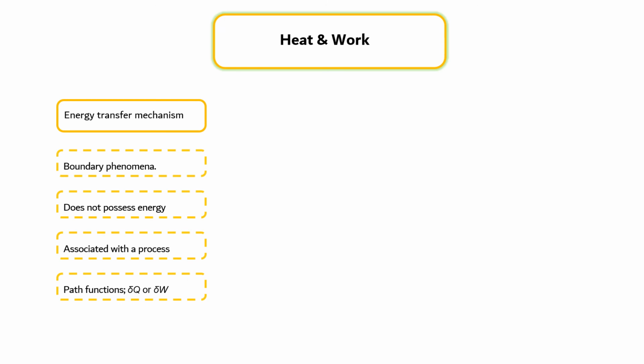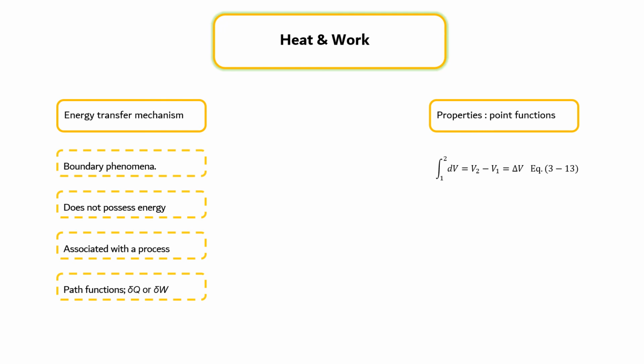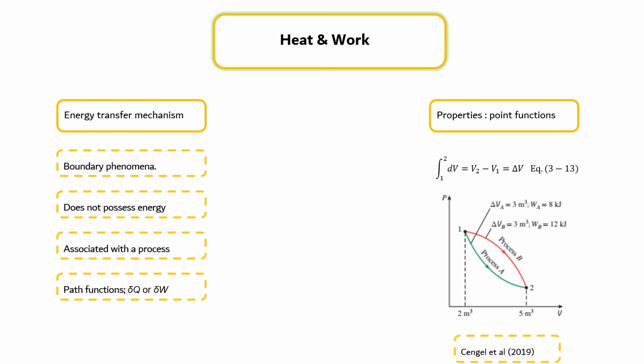Fourth, both are path functions. Their magnitudes depend on the path followed during a process as well as the end states. Properties, however, are point functions. They depend on the state only, and not on how a system reached that state, and they have exact differentials designated by the symbol d. A small change in volume, for example, is represented by dV, and the total volume change during a process between states 1 and 2 can be expressed by equation 3.13. The volume change during process 1 to 2 is always the volume at state 2 minus the volume at state 1, regardless of the path followed, as shown in the figure.